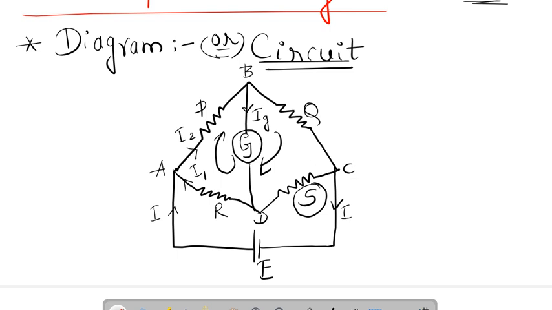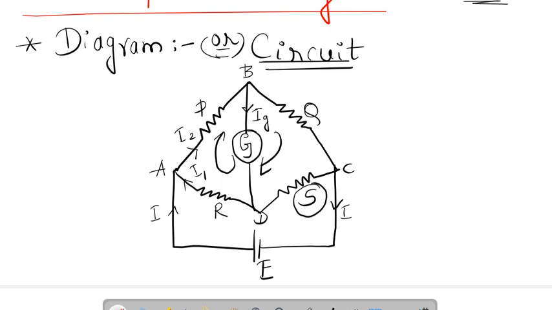Let me recap the construction here. It consists of four resistors, P, Q, R, S, arranged in the form of a bridge. A source of EMF E is connected between the points A and C, whereas a galvanometer is connected between the points B and D. The unknown resistor can be in any of the four arms of the bridge. Let us consider S as the unknown resistor.